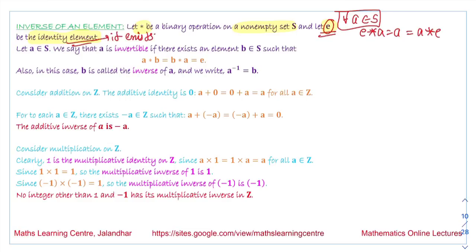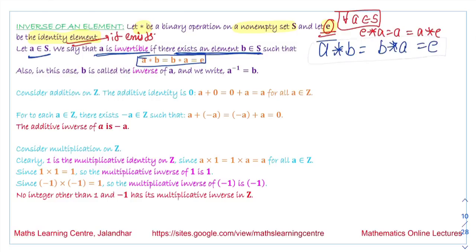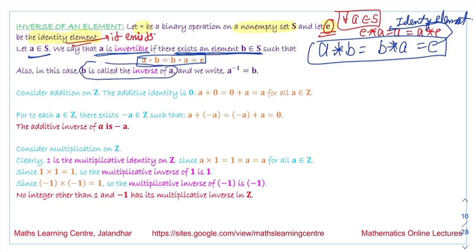Then we are saying A is invertible. We are considering an element A belongs to S. We are saying A is invertible if there exists an element B such that A star B is equal to B star A, that is equal to E, where E is the identity element. This B is called the inverse of A, and we write A inverse is equal to B. So this thing will be more clear to you with this example.